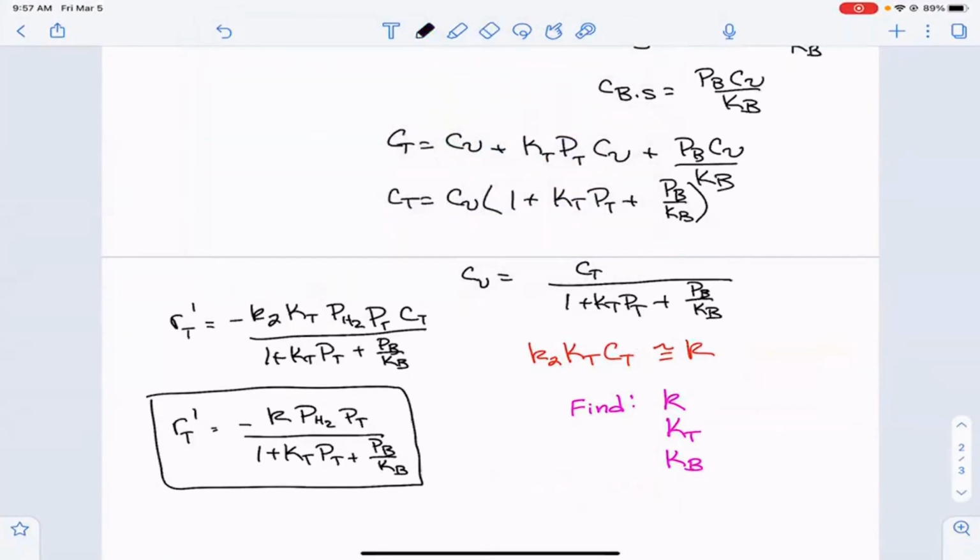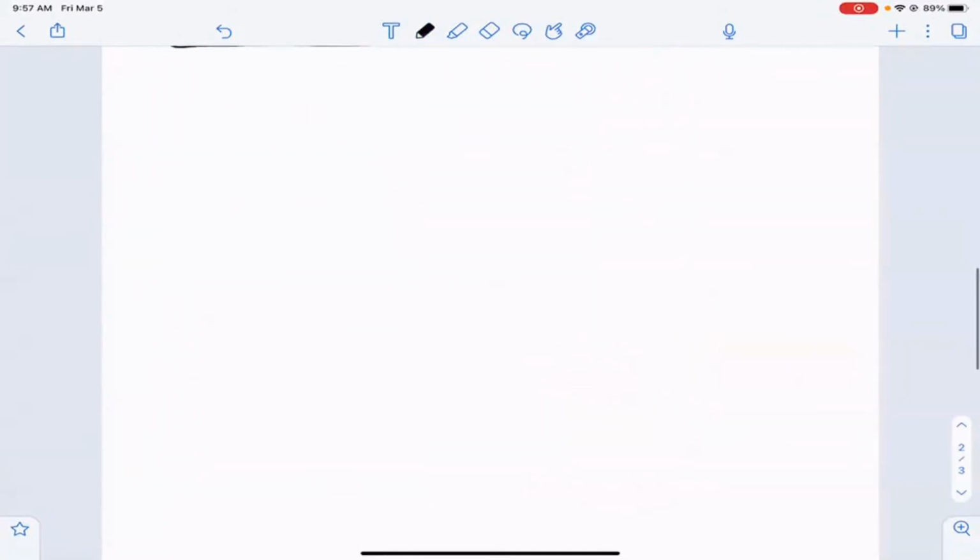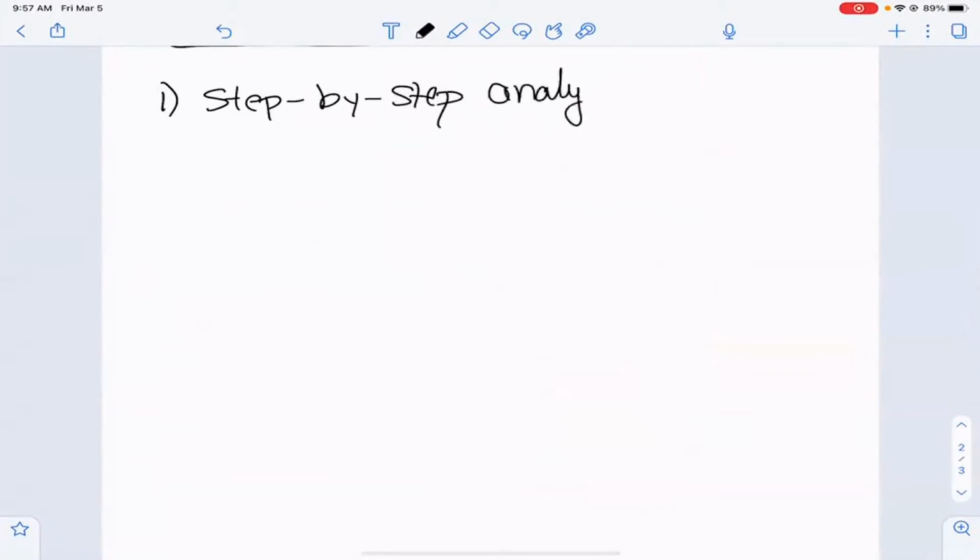Okay, so how do we do this? How do we actually determine these parameters? Well, there's actually two ways to do this, okay? The first one we'll call a step-by-step analysis. And it might be even better called an estimation. But we're trying to be quantitative here, so I don't often love to call it an estimation. So we'll just say that we're going to go step by step, okay?